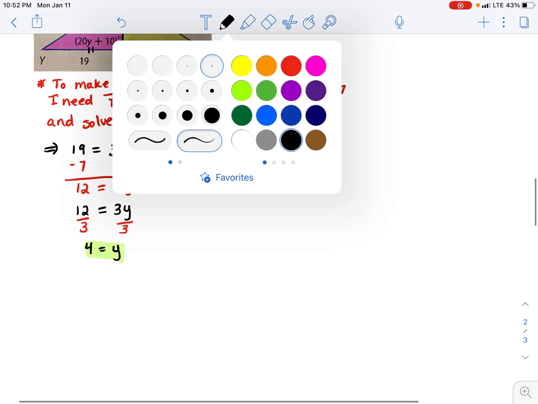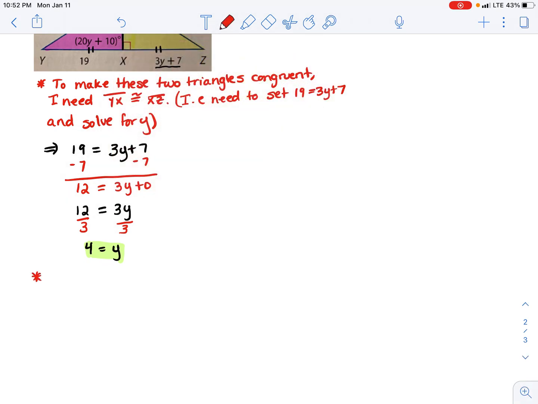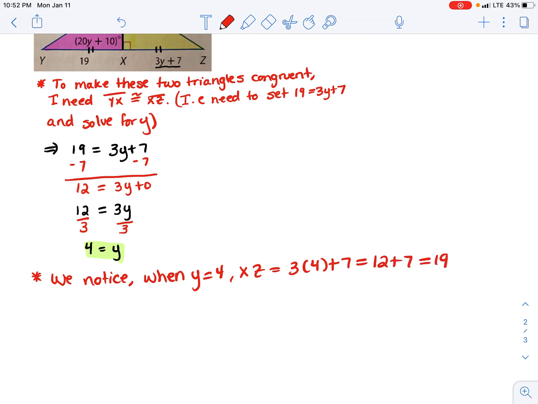I'm just going to make a note down here. We notice when y is equal to 4, xz is equal to 3 times 4 plus 7, which is equal to 12 plus 7, which is equal to 19. And so we have that yx is congruent to xz.